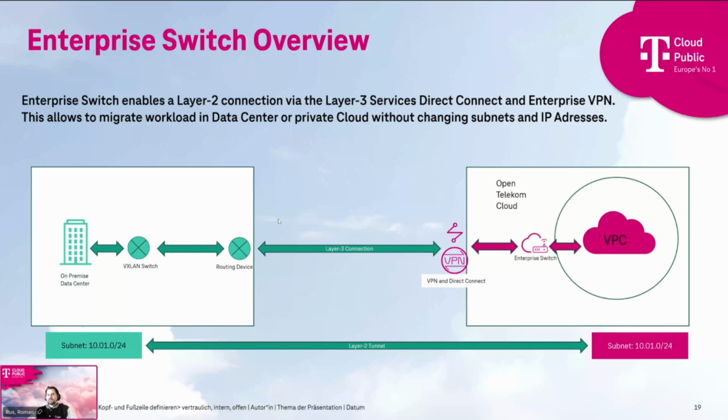and how to connect your on-premise data center with your routing device and your normal layer 3 connection via direct connect or VPN. And basically, we have the Enterprise Switch between the direct connect and the VPN and the VPC, and it connects a layer 2 tunnel to your data center to a VXLAN switch that you need on your side. And as you can see down here, the subnets are then allowed to overlap for this case.